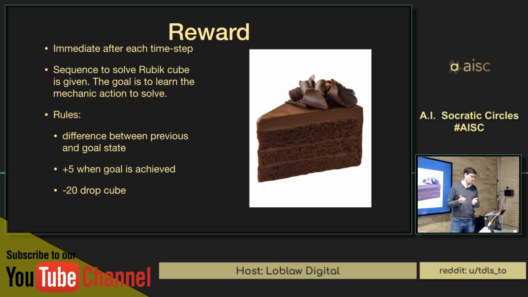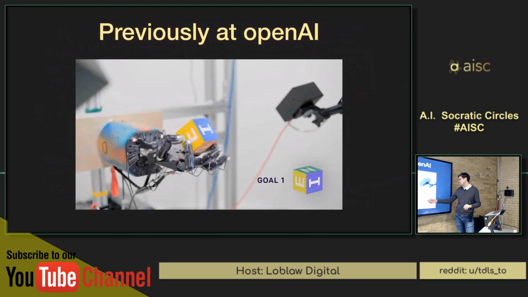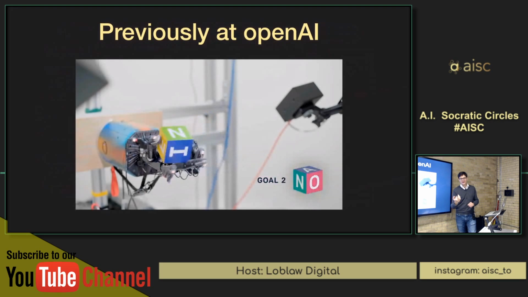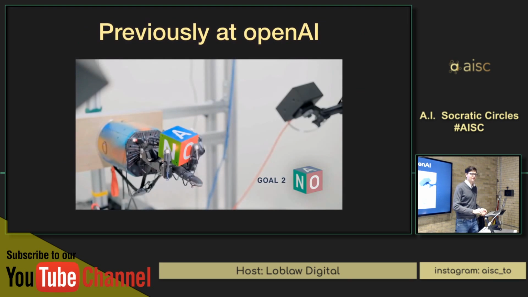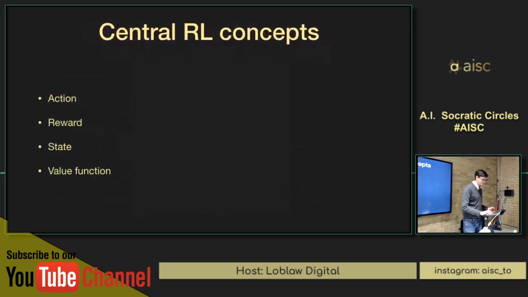And then when you achieve a goal, which means you flip or you turn, and then you twist it, if you remember here, whenever you achieve a goal, in here it would be a Rubik's Cube instead. And sometimes you have to turn the face, and then they will give you the +5 reward. And if you drop the cube, they give you -20.